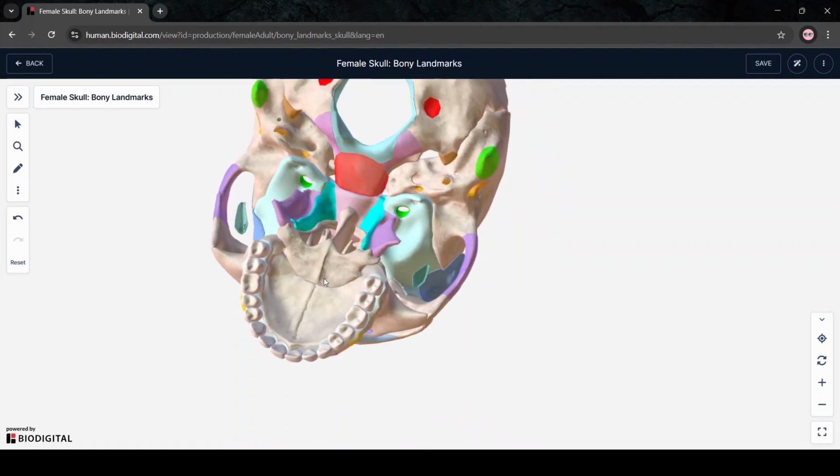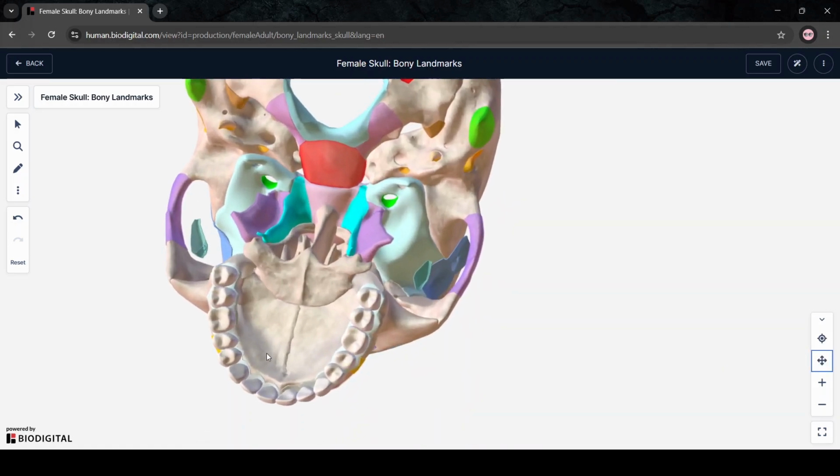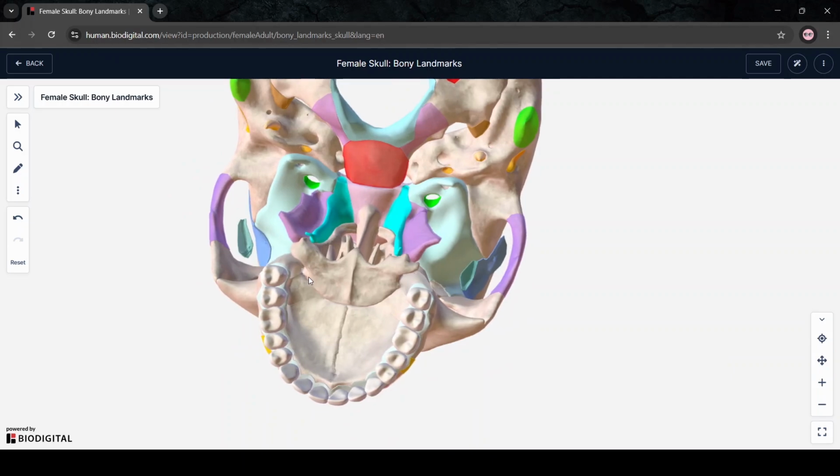Then moving backwards from the alveolar arch, we will have the palatine processes of the maxillary bone, which form the anterior most part of the hard palate. And the posterior part of the hard palate, we have the horizontal plates of the palatine bone.